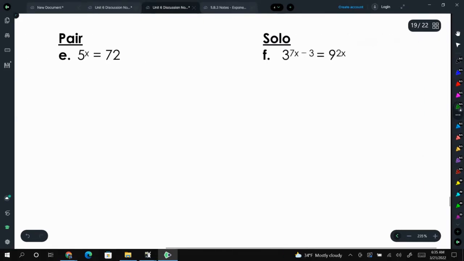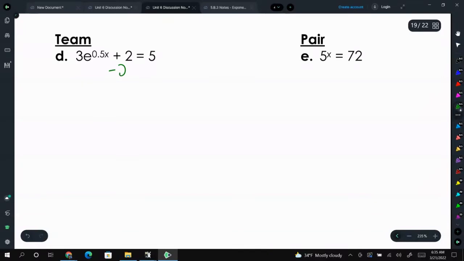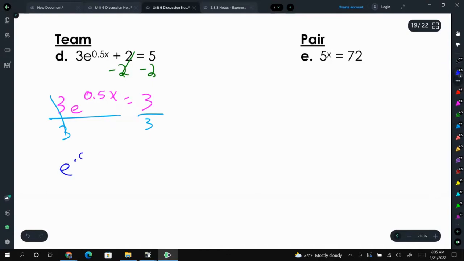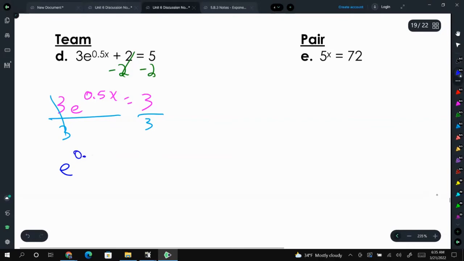So I'm going to do these three as well. So we'll subtract 2 from both sides. We get 3e raised to the 0.5x equals 3. Divide both sides by 3. We get e raised to the 0.5x equals 1.